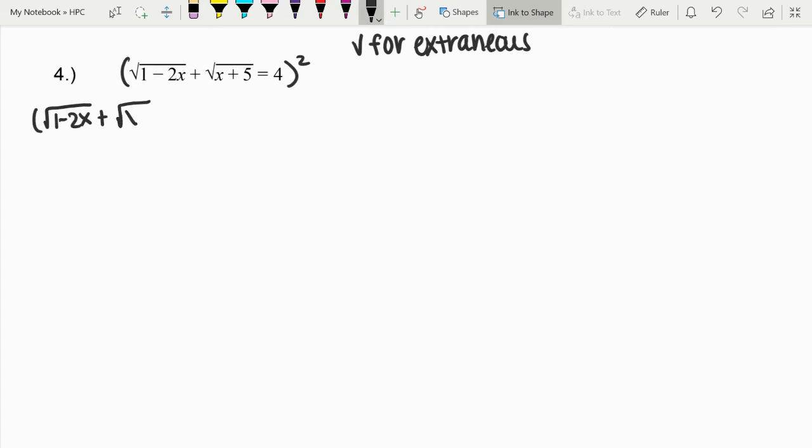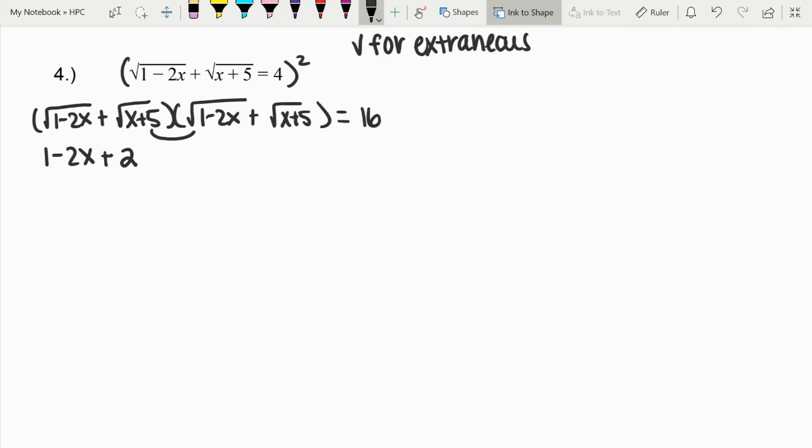Plus square root of x plus 5 times square root of 1 minus 2x plus the square root of x plus 5 is equal to 16, 4 squared. Okay? Square root of 1 minus 2x times the square root of 1 minus 2x just leaves me with 1 minus 2x. Okay, now I'm going to multiply my inners and outers, and since we are multiplying the same binomial twice, I can just shorten that by putting a 2 out front.